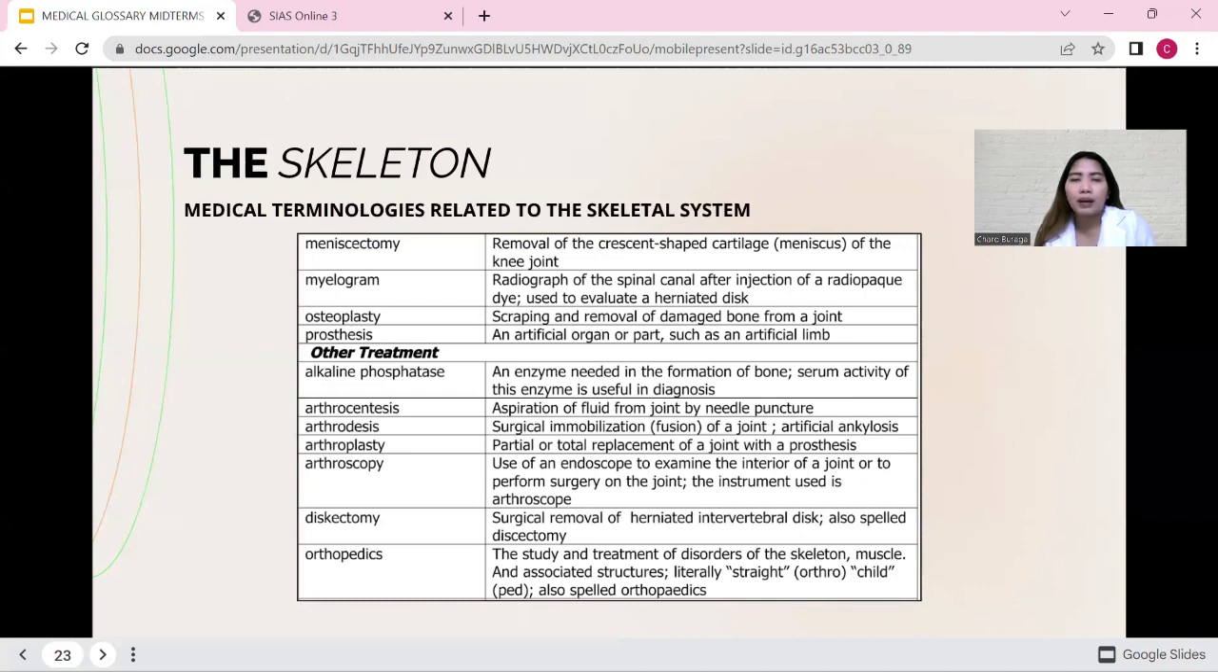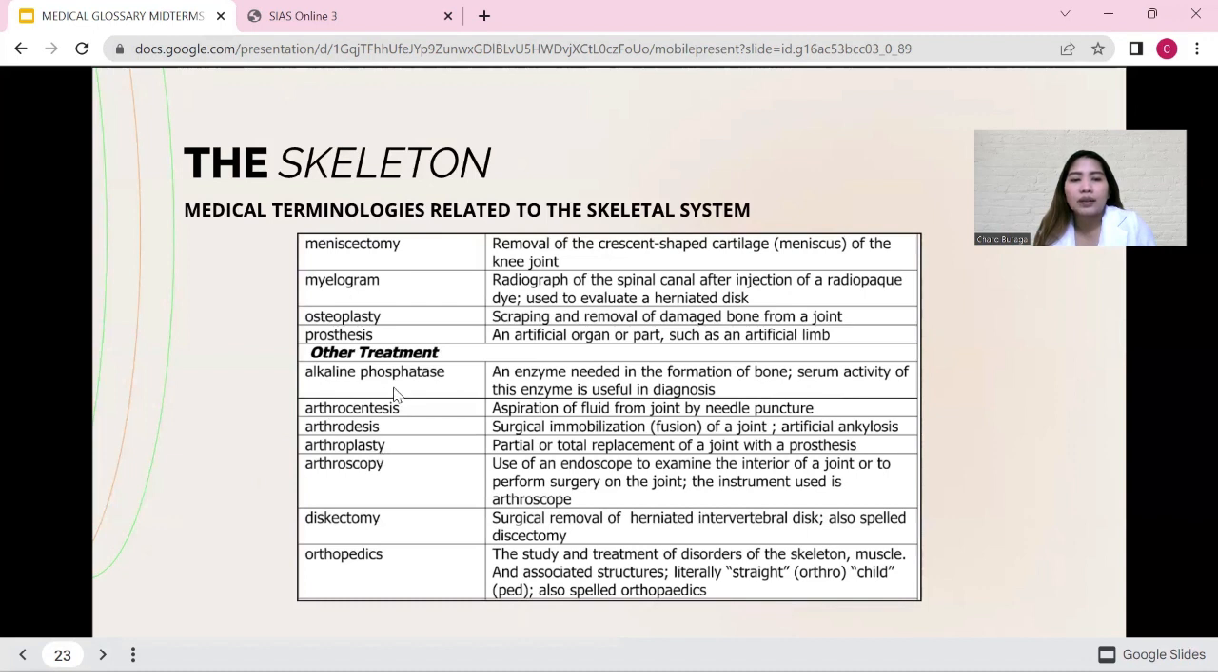Okay, pag tinanggal ang isang paa mo, nilagyan ka nila ng prosthesis para makalakad ka na parang feeling mo buo pa rin ang katawan. Okay, other treatment, alkaline phosphatase, an enzyme needed in the formation of bone.